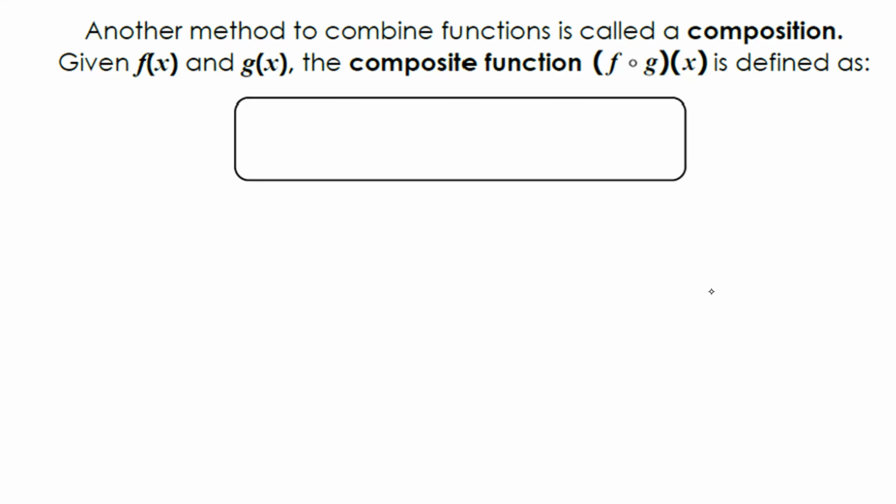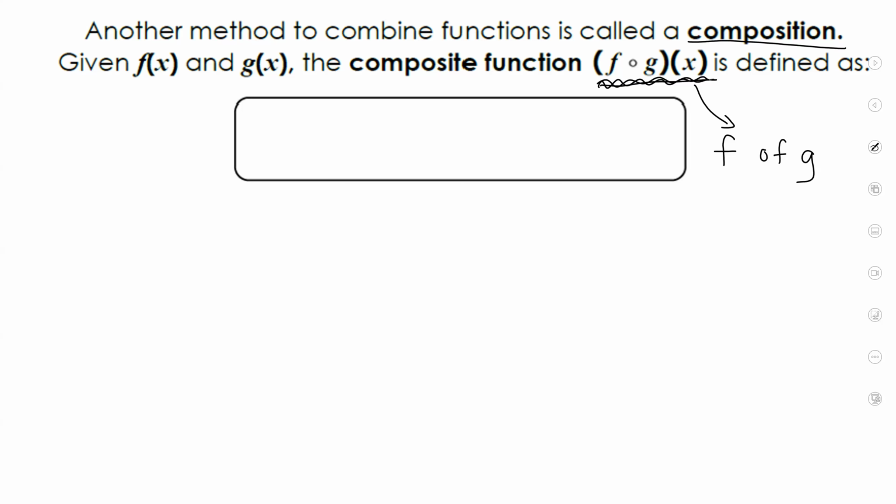Okay, yesterday we added, subtracted, multiplied, and divided functions. Now, another way we're going to combine functions today is called a composition. And this is what a composition looks like. Off to the side, please write how you're going to say this. This is spoken as f of g. That is how you say this, f of g.